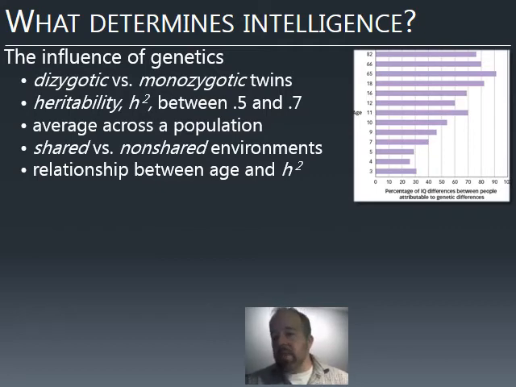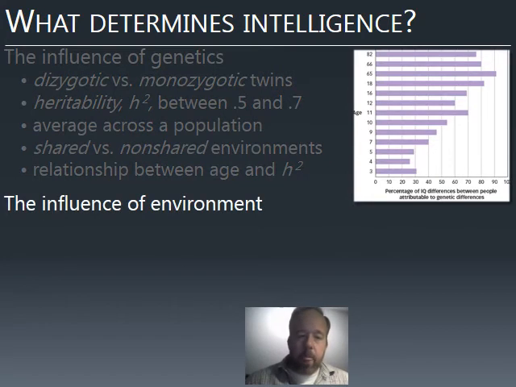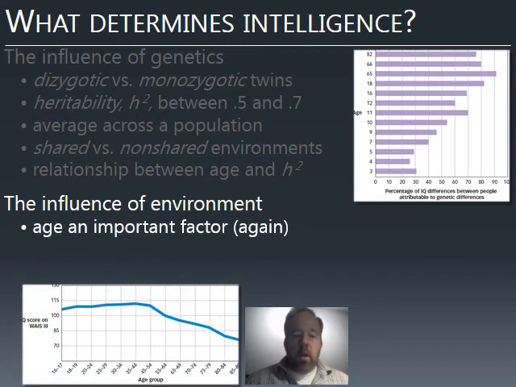So again, if you have a more variable environment between members of a group, that variable environment is going to account for more differences in intelligence. And environment itself has a big influence. So age is an important factor once again. Not just when looking at heritability, like we did in the figure in the upper right, but also just looking at the relationship between age and IQ scores.